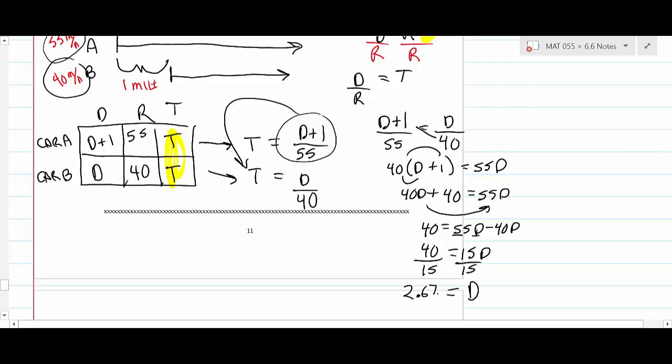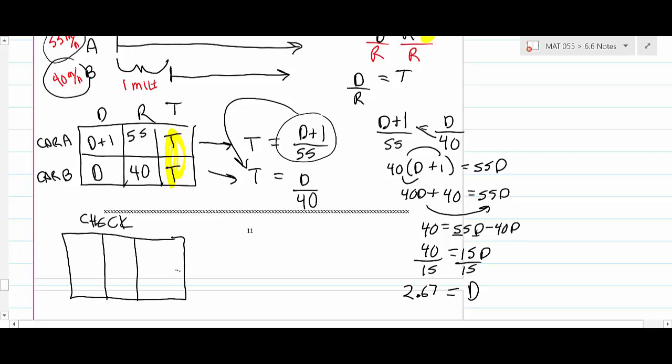So if you look at what we just found, what is D? D is car B's distance, right? So that's 2.67. So what would the other be? 3.67. So you're going to have 2.67, 3.67 there. Then we're going to figure out the time and check at the same time. Okay, let's put this together and see if this works out the right way. Let's see if we're on the right track here.